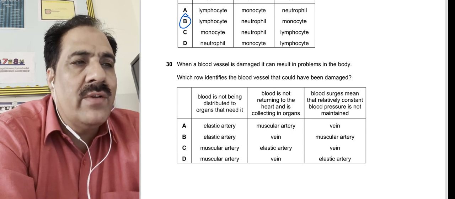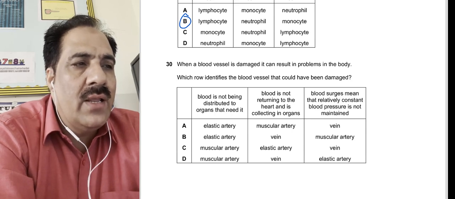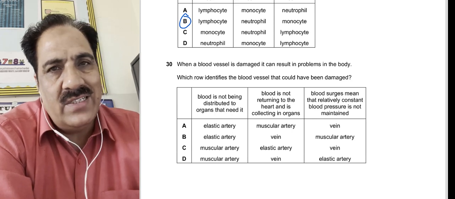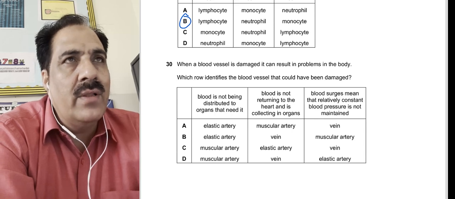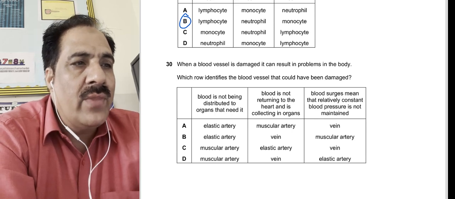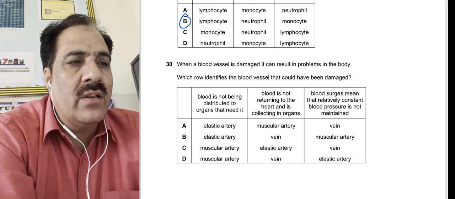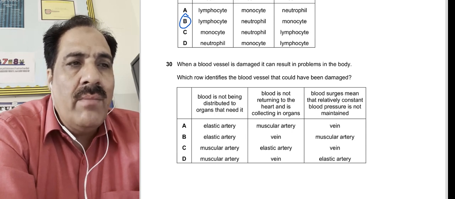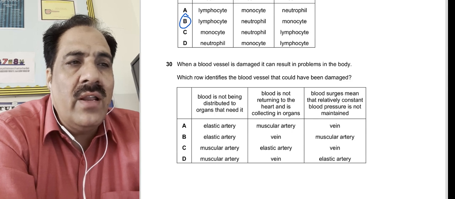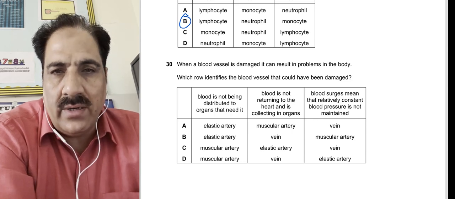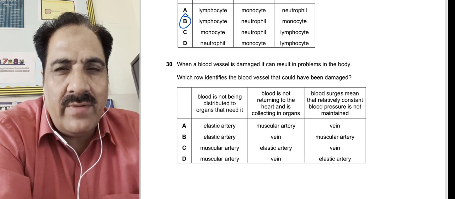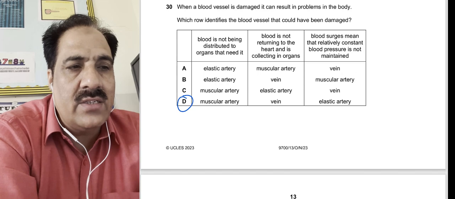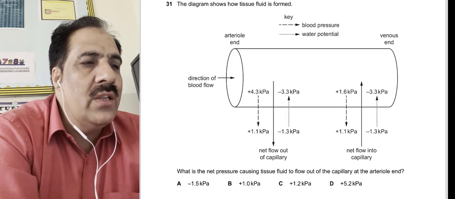When a blood vessel is damaged, it can result in problems in the body. Which row identifies the blood vessel that could have been damaged? Blood is not being distributed to the organs that need it. So that means if blood is not supplied to the organs, there is a problem with the muscular artery. Blood is not returning to the heart and is collecting in the organs. Blood is collected by the veins, so there is a problem with the veins. Blood surges mean that relatively constant blood pressure is not maintained. Maintaining the pressure inside the blood vessels is the work of the elastic fiber or elastic artery. So option D is the correct one.